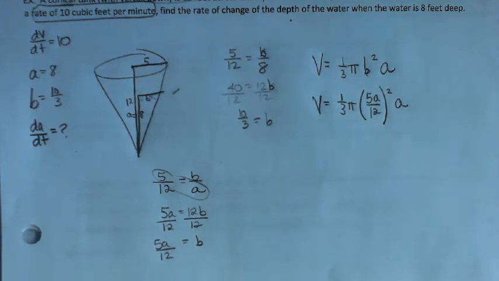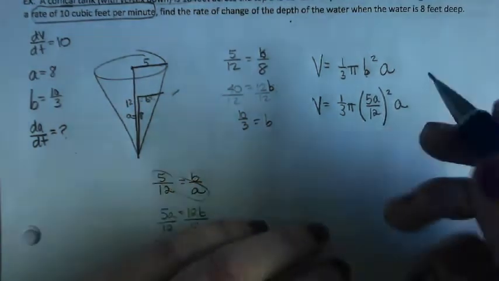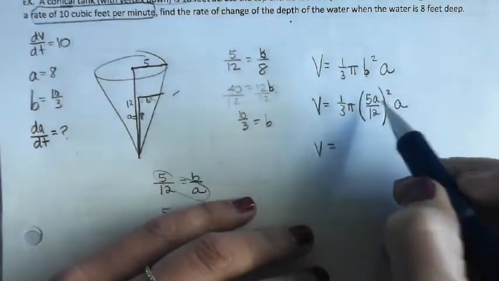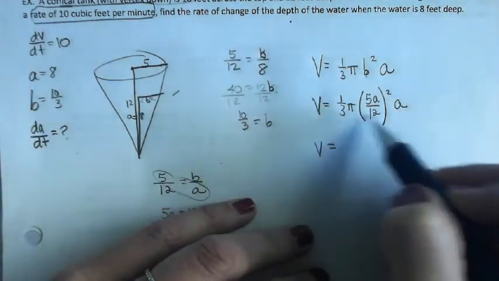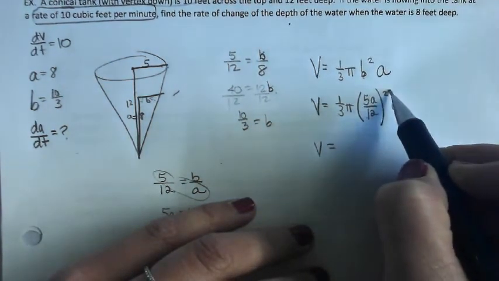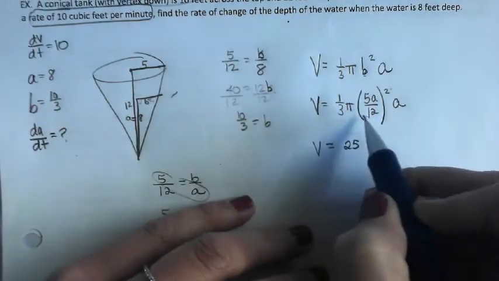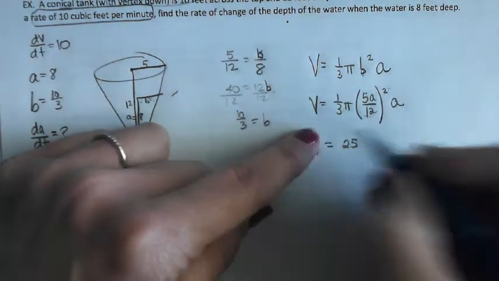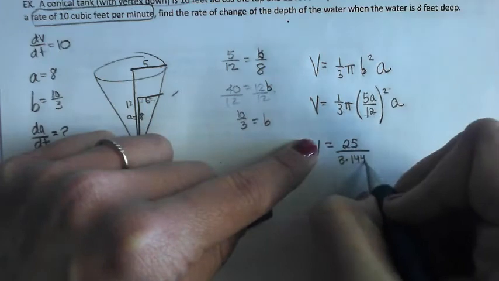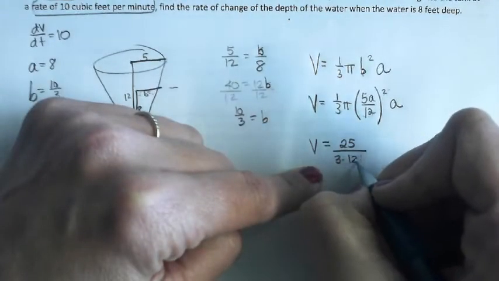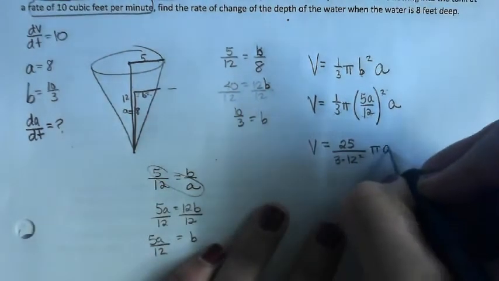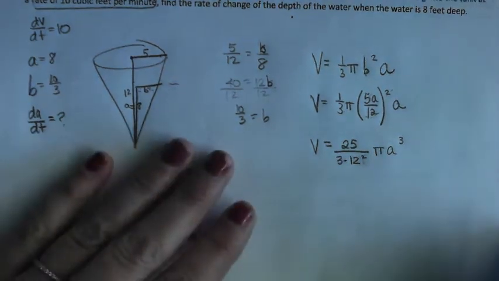But I'm not going to derive yet because I've got some cleaning up to do. The top is going to be 25. Nothing is going to cancel with 3 or 12. 5 squared is 25. So this bottom will be 3 times 12 squared, so 3 times 144. I'm not going to actually multiply that out. Honestly, I probably should have just kept it 12 squared, because the smaller you keep these numbers, the easier crossing things out is going to be. Pi A cubed. You follow?